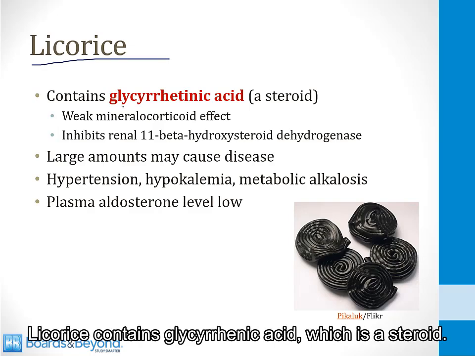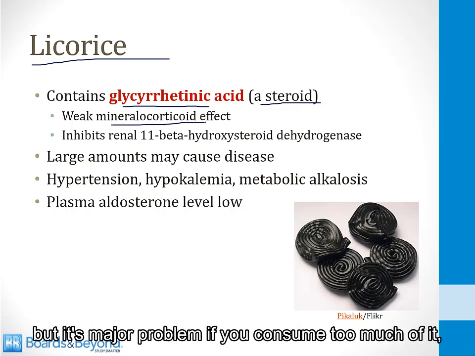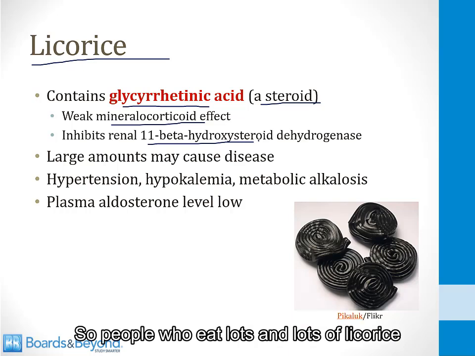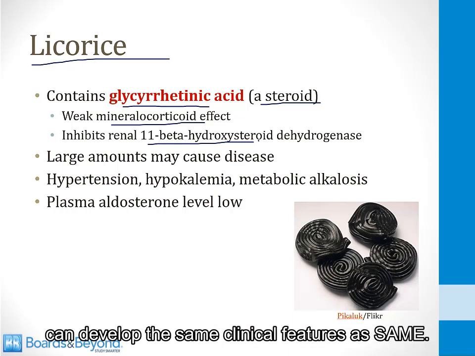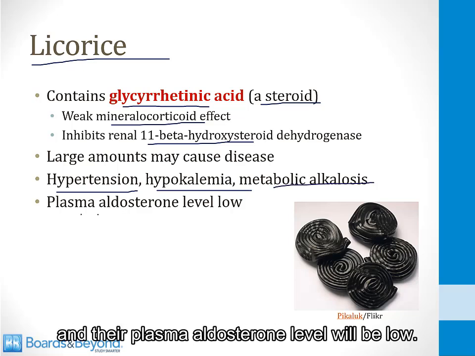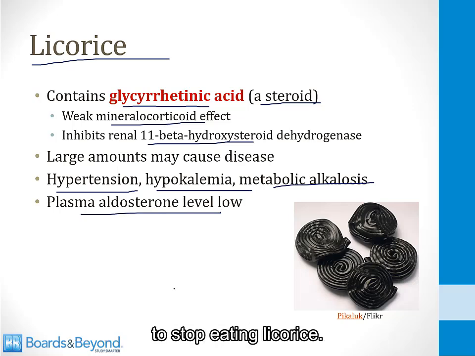Licorice contains glycyrrhetinic acid, which is a steroid. It has a weak mineralocorticoid effect, but its major problem if you consume too much of it is that it inhibits the renal 11-beta-hydroxysteroid dehydrogenase enzymes. So people who eat lots and lots of licorice can develop the same clinical features as SAME. They can develop hypertension, hypokalemia, and metabolic alkalosis, and their plasma aldosterone level will be low. The way you treat this disorder is to tell them to stop eating licorice.